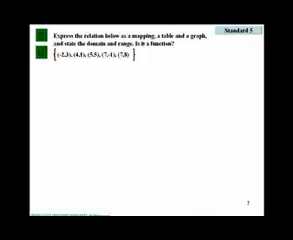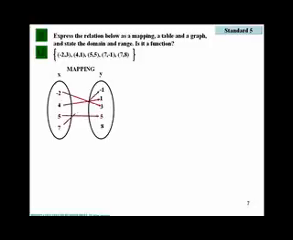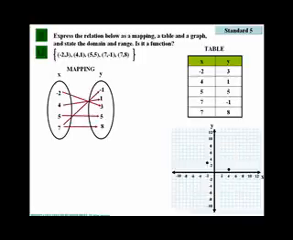Okay, here we have ordered pairs. We can represent it as a mapping. So here's our domain, the x values. Here's our range, the y values. We draw in the arrows. Here's our table of values. Here's our graph, our 5 points from the ordered pairs.